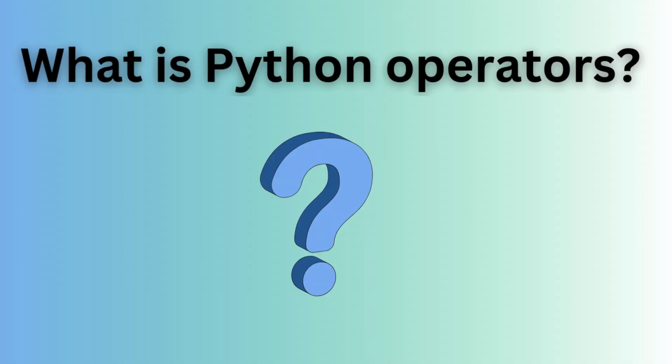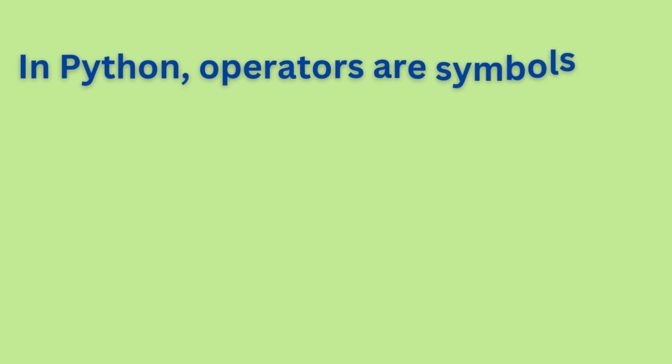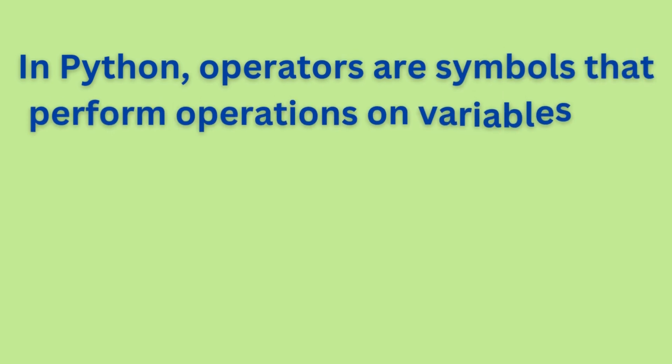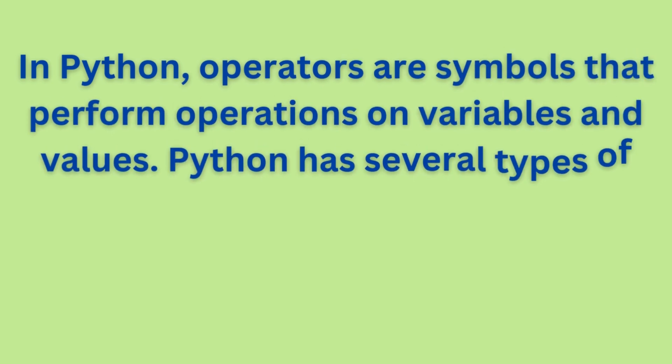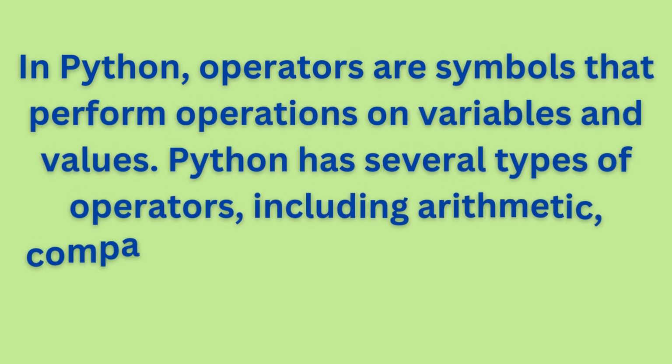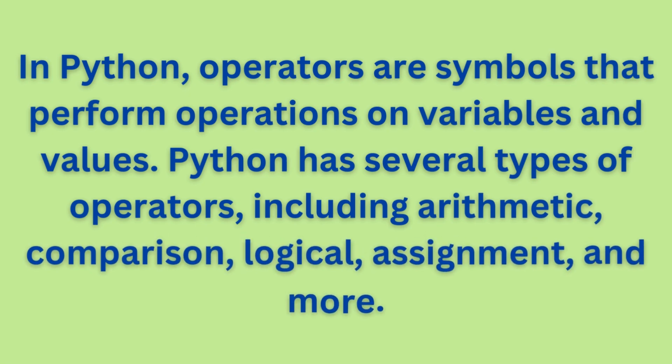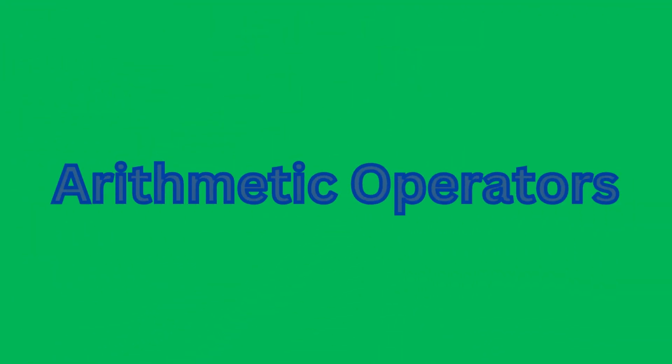Before we dive into specific operators, let's understand what operators are. In Python, operators are symbols that perform operations on variables and values. Python has several types of operators, including arithmetic, comparison, logical, assignment, and more. We'll cover each type in detail, starting with arithmetic.